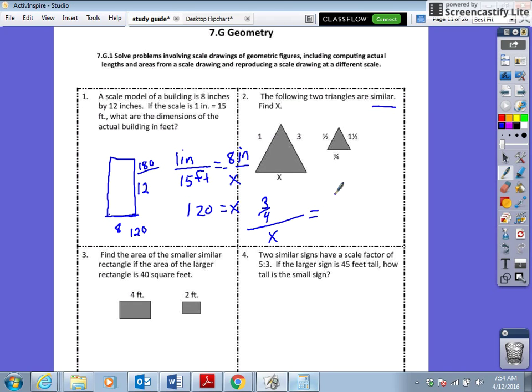So 1/2, right? See, here's the small one. This is the small one. And then the big one, 1. And then I just cross multiply again. Well, I picked this one because 1 is easy to multiply.